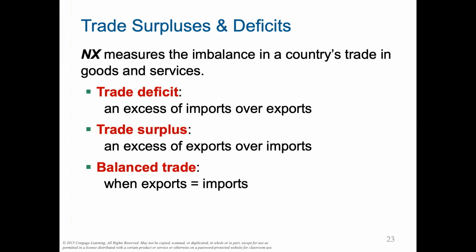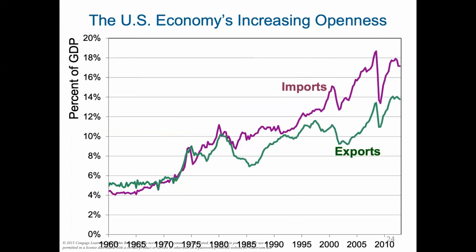The United States tends to have an excess of imports over exports. There are many countries that have an excess of exports over imports. And here is what happens. As an economy increases its openness, its willingness to trade, you will sometimes see that you will import or export more or less depending on the economy.